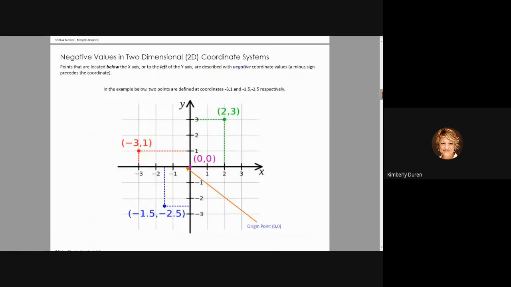All right, so we were talking about how to go. What if we go to the left? What if we go down? If I say 2, 3, it's always going to go to the right and up. So there are positive and negative quadrants, you guys.